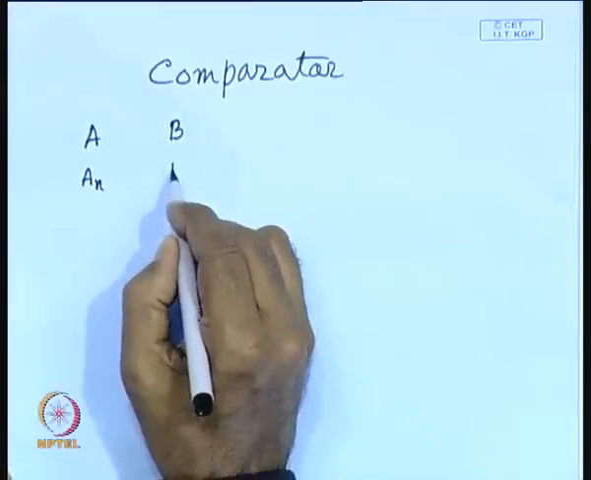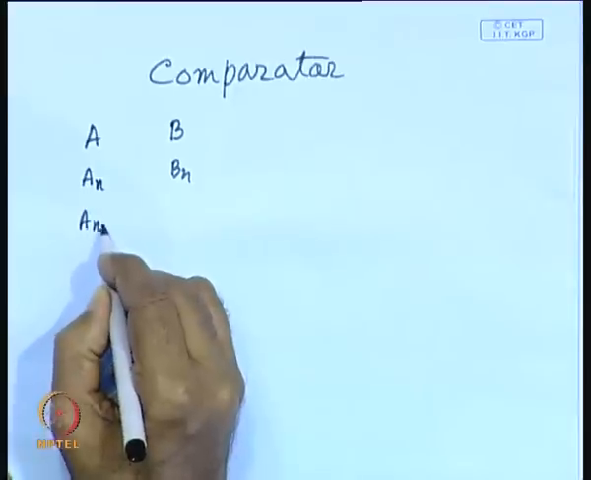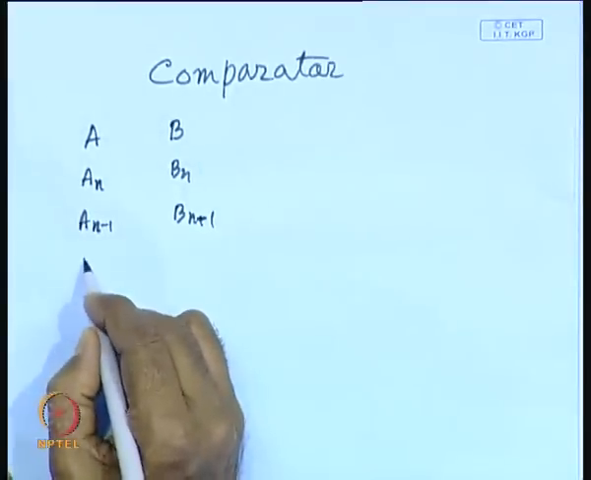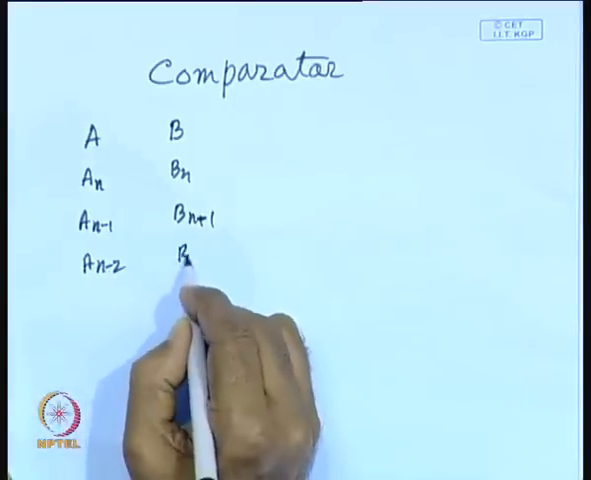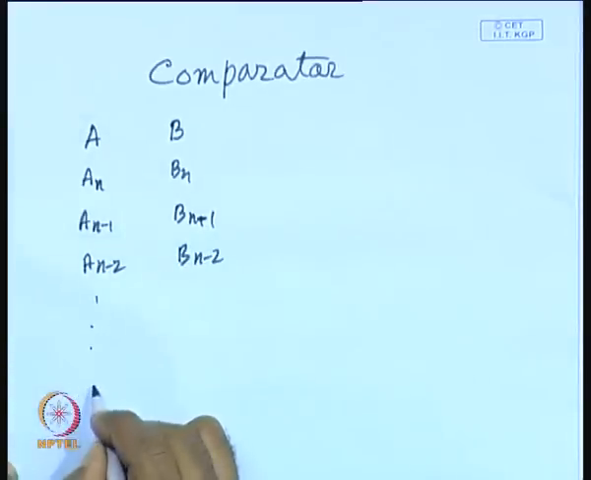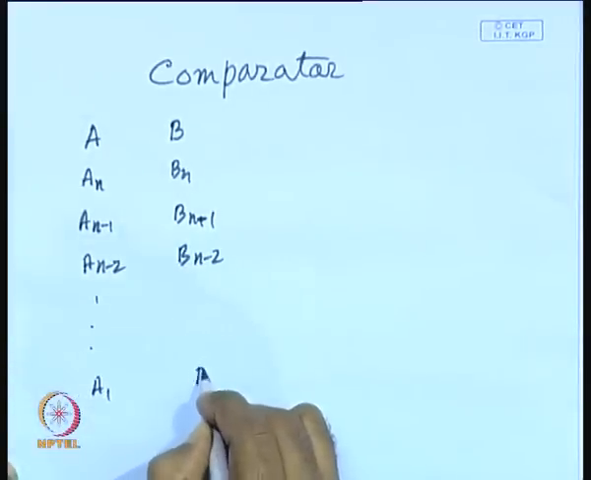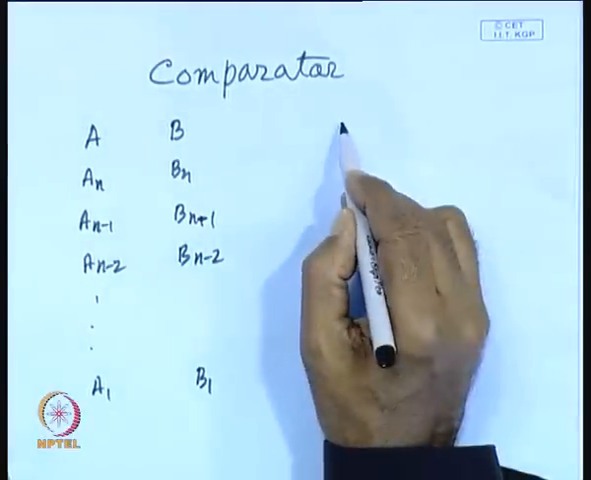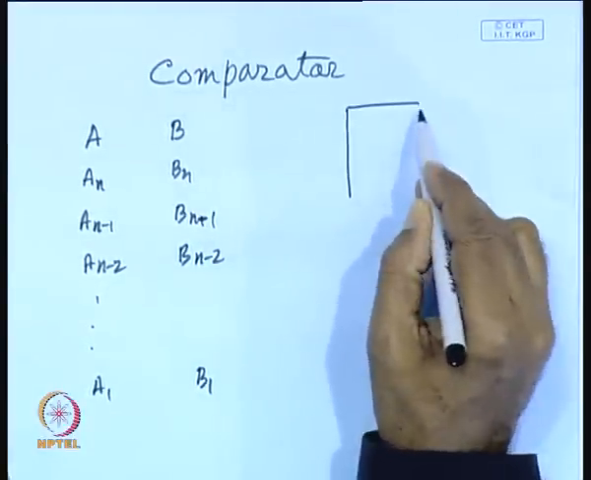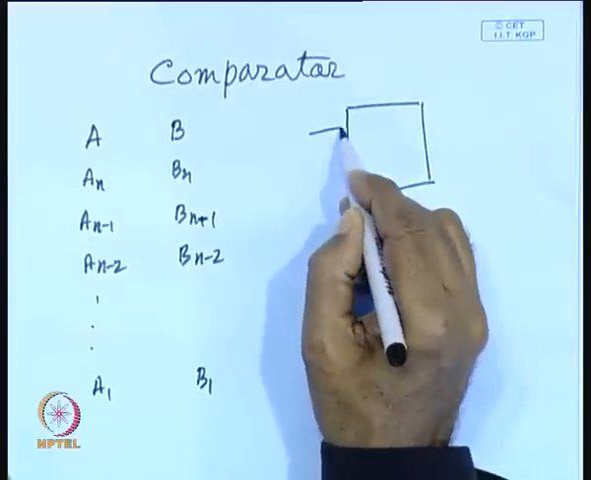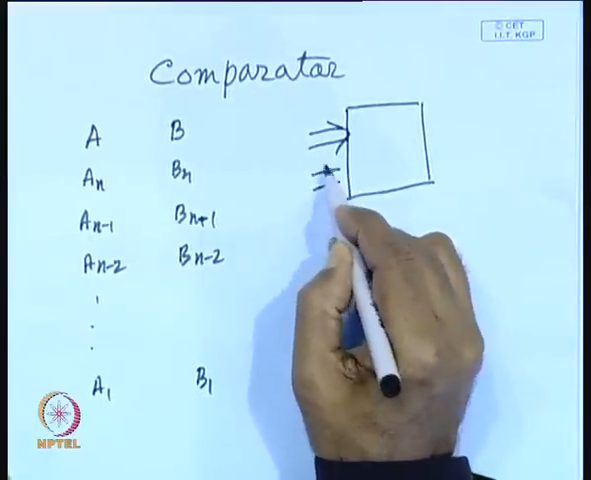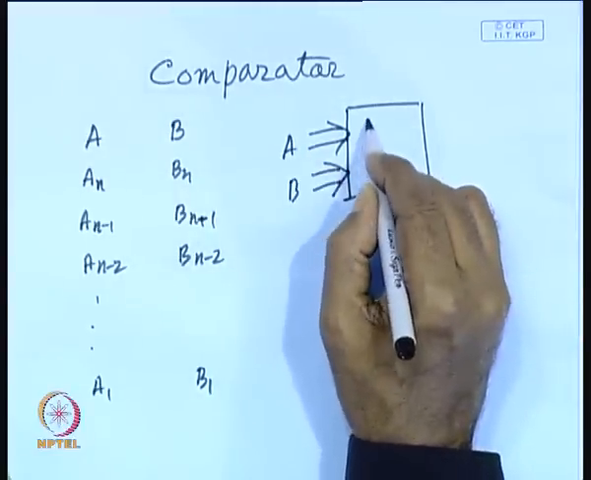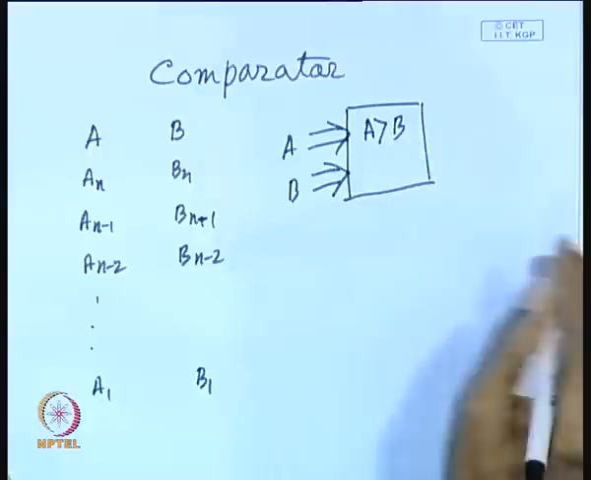So, a n, b n, a n minus 1, b n minus 1, a n minus 2, b n minus 2. In this way it goes up to a 1 and here you have b 1. So, both a and b are two inputs to a comparator. This comparator will normally receive two inputs a and b, maybe through two registers a and b, and it will perform the comparison of whether a is greater than b or not.